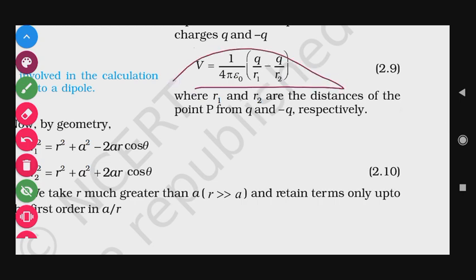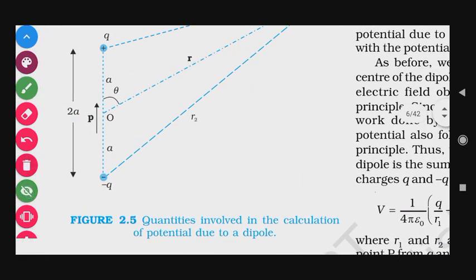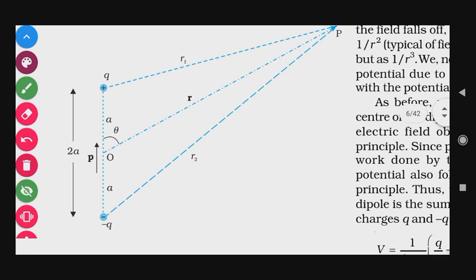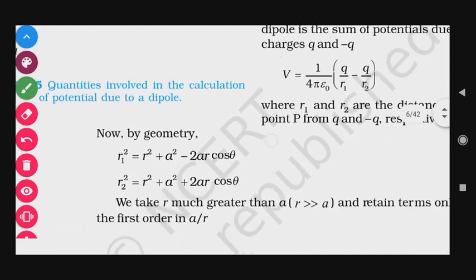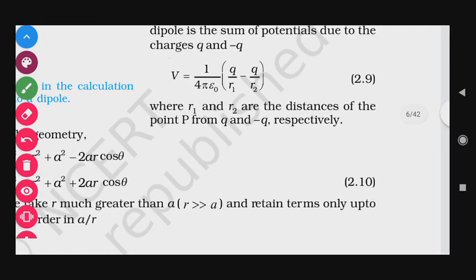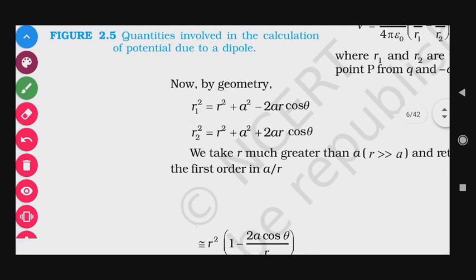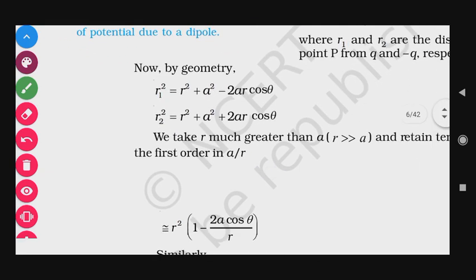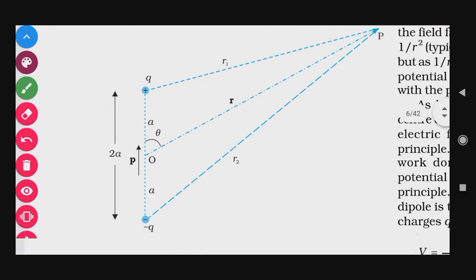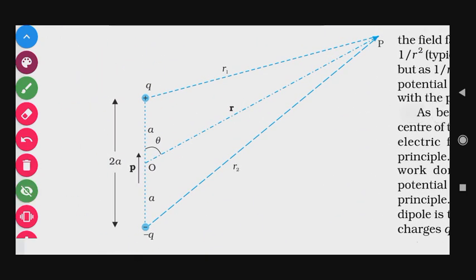Now we have to calculate it in terms of distances. What we are going to do is replace r1 and r2 and find them in terms of r, the distance from the center of the dipole to the point where we have to find the potential. By geometry, this is where the mathematics and derivation come in. Suppose the point from the center of the dipole is at angle theta with the dipole moment.